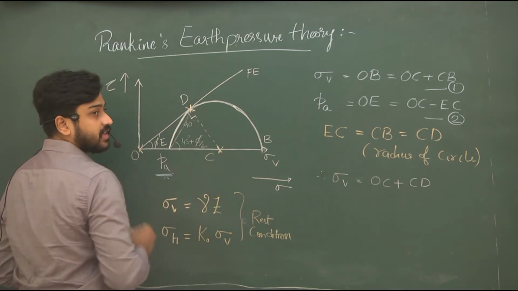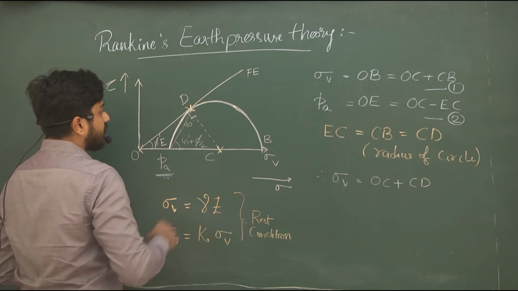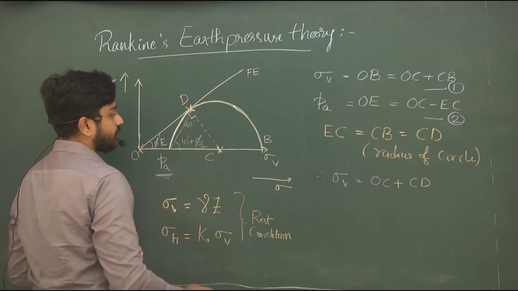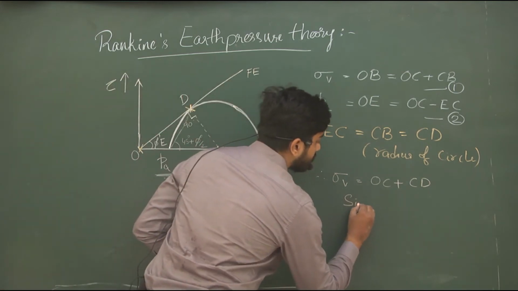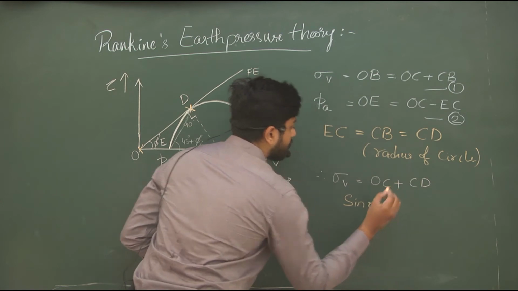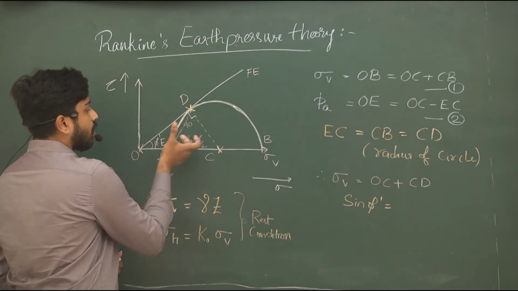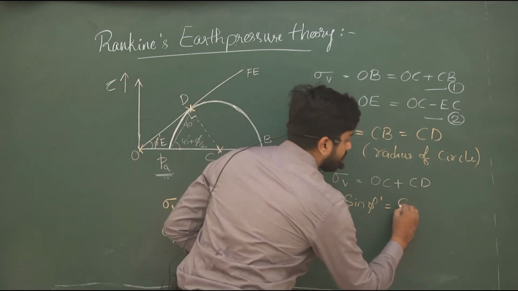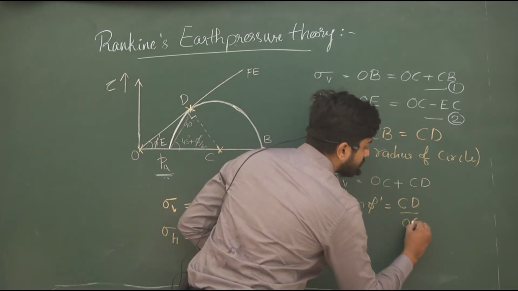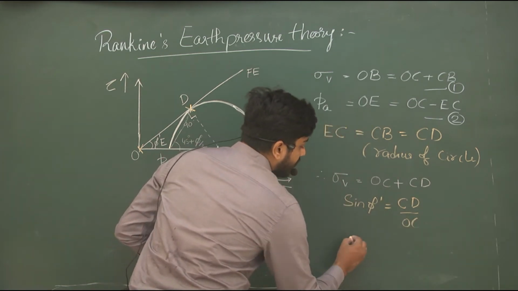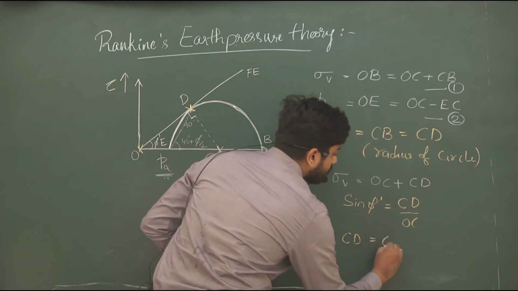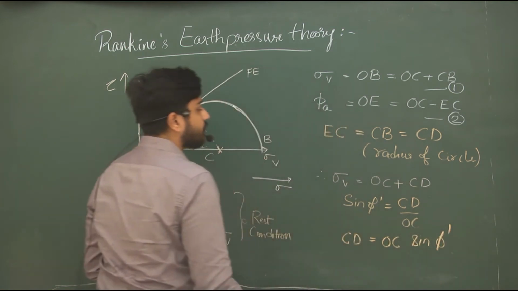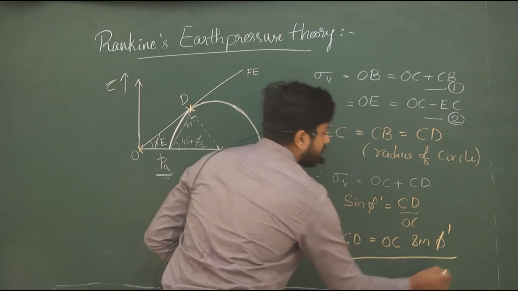So this is a right angle triangle here, which is having 90 degrees at D. So what is sin phi dash? Sin phi dash is nothing but opposite side by hypotenuse, so that will be CD by OC. So from this I can simply write down CD is equal to OC sin phi dash. Okay, so this is one important expression.